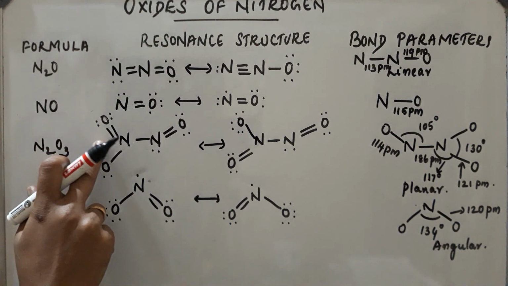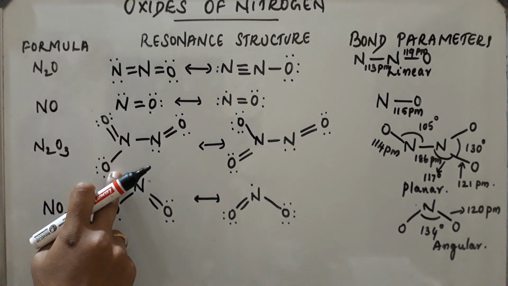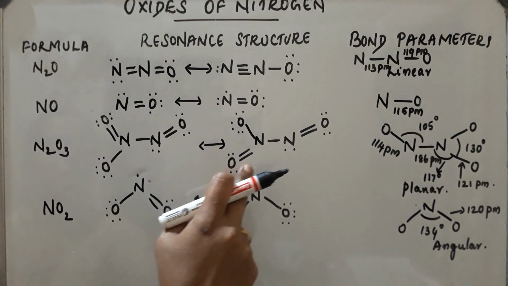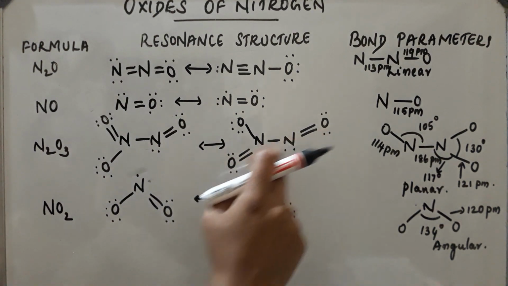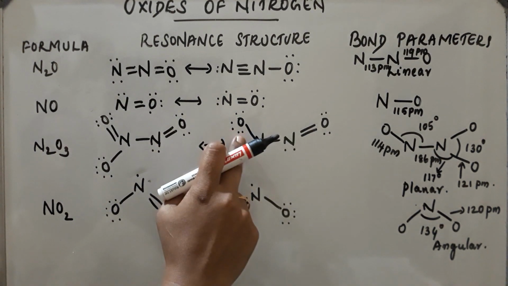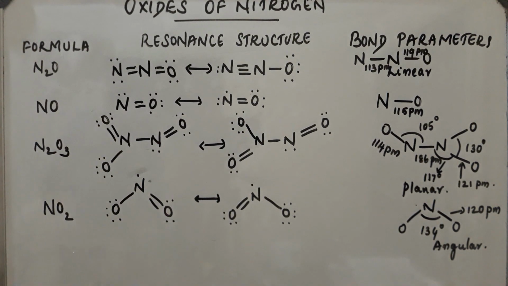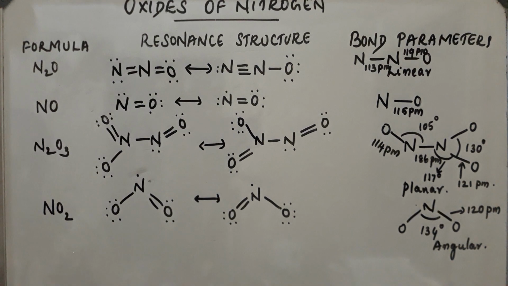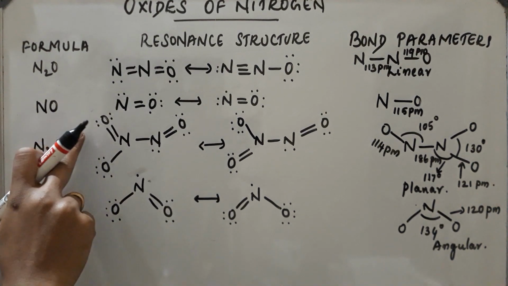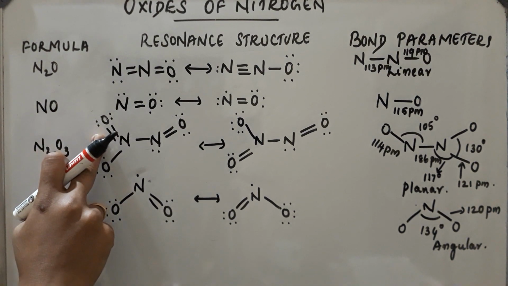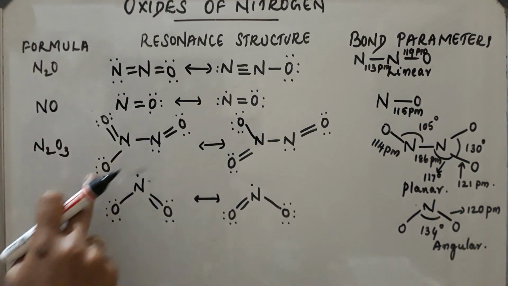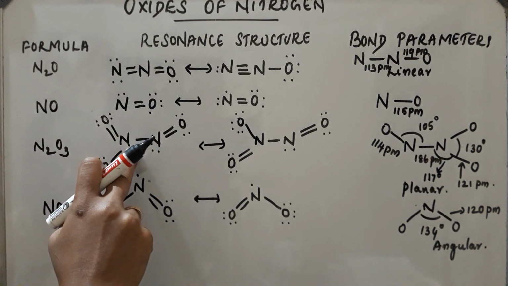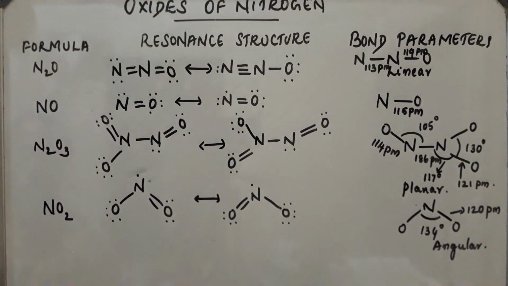Here N double bond O, N single bond O. Here N double bond O are 2 corners and here one N single bond O. And at the center N single bond N. See here 6 electrons, so 4 electrons here and 2 electrons are used for sharing. And here 6 electrons, and both the electrons for nitrogen are used for sharing.